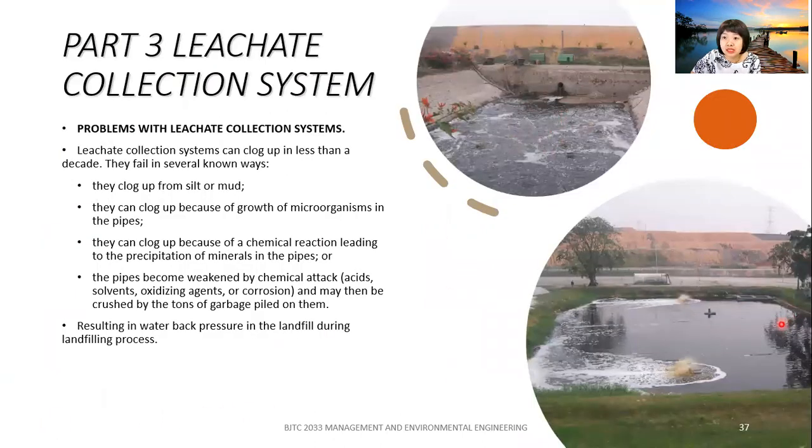Okay, so this is the leachate collection pond. From here we need to send it to the wastewater treatment plants. Why? Before it is released to the river, it has to be treated and made sure it's clean. So what are the problems with the leachate collection system? The leachate collection system can clog up in less than a decade, which is about 10 years. Why? Because of the silt and marks, the growth of microorganisms, and all the chemical reactions in the pipings.